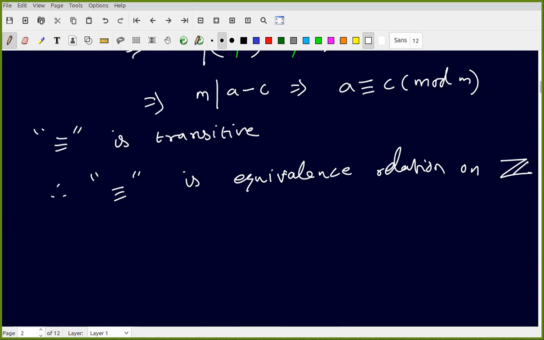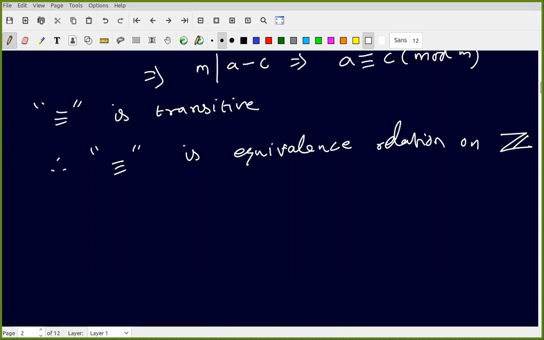So one can partition Z based on the equivalence relation. Z can be partitioned into equivalence classes.